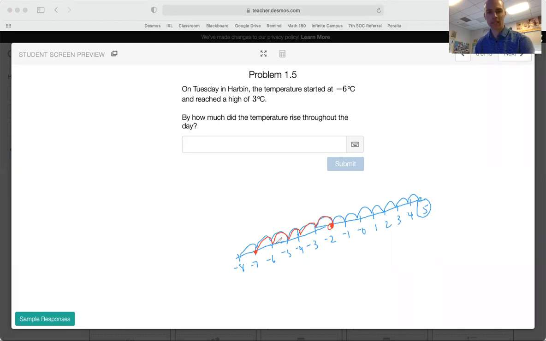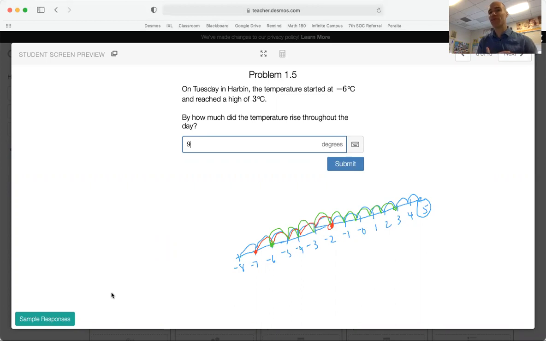on -6, because that's where it says the temperature started at the beginning of the day. And I'm going to count until I get to +3 and see how many bumps and therefore how many degrees we went up. So always count one before you move one. So that's 1, 2, 3, 4, 5, 6, 7, 8, 9. So look, it looks like it's 9 spaces or 9 degrees to go from -6 to +3.